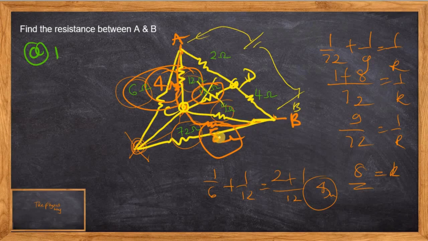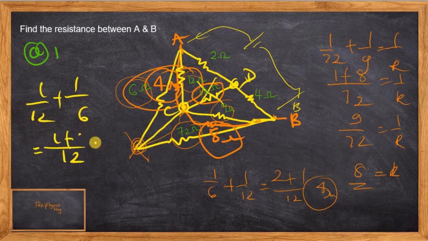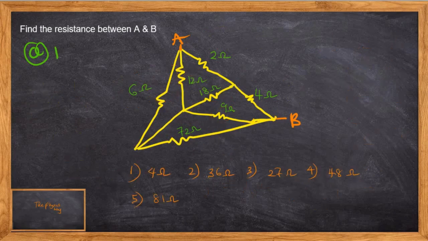So 4 and 8, these two are in series, so 4 plus 8, that's 12, and these 2 and 4, that's 6, and these two are parallel. So 1 over 12 plus 1 over 6, same method, common denominator 12, 1 plus 2 is 3, take the reciprocal, 12 divided by 3, that's 4 ohms, easy answer. So we get the answer as the first option.